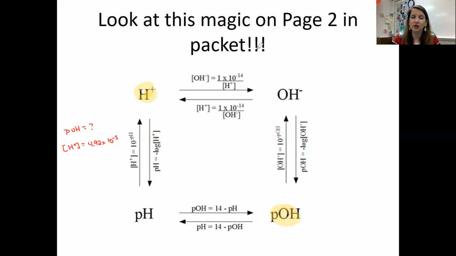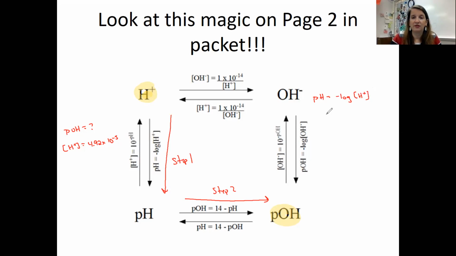So again, you can go left to right and then down, but I just find it easier to go across the bottom whenever you can. So I'm going to go down first. This is my step 1. And then I'm going to go to the right here, and that's going to be my step 2. So I'm going to first solve for my pH. So pH is going to equal negative log of my hydrogen ions.